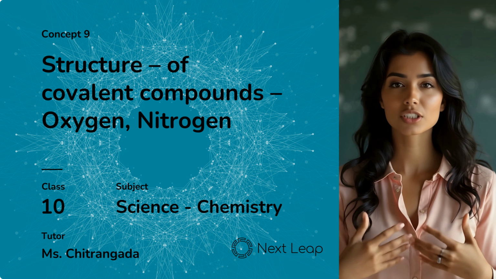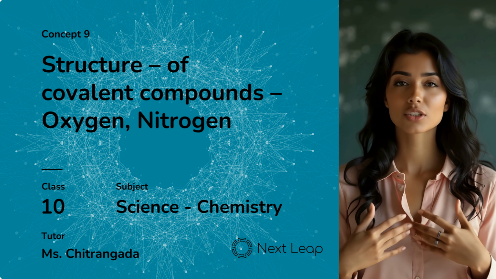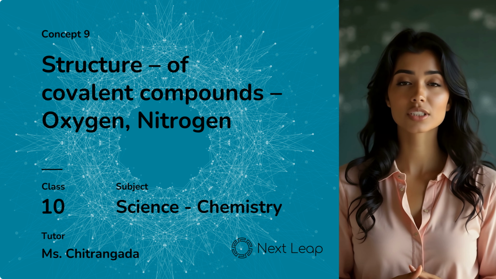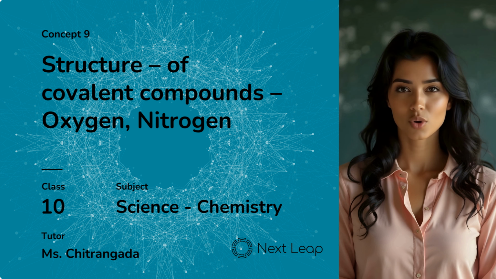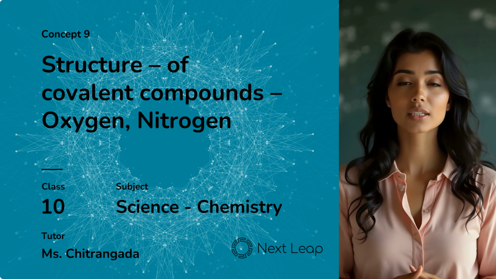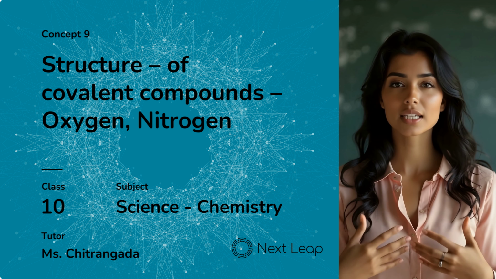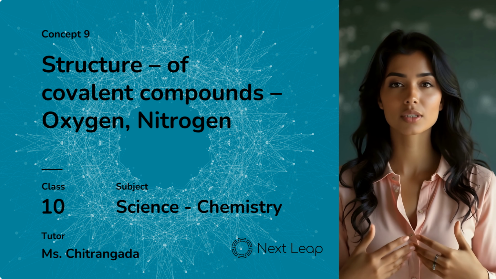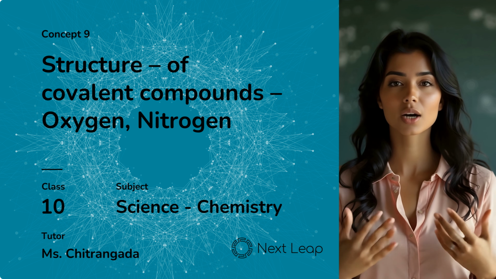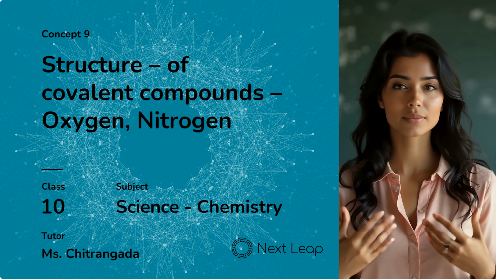So, what does oxygen do? It shares 2 electron pairs with another oxygen atom, forming a double bond. And nitrogen? It shares 3 electron pairs with another nitrogen atom, forming a triple bond. Let's break these down, starting with oxygen.